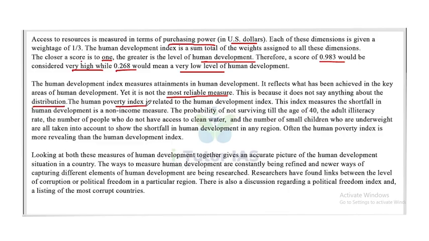The Human Poverty Index is related to the Human Development Index. This index measures the shortfall in human development and is a non-income measure. The probability of not surviving till the age of 40, the adult literacy rate, the number of people who do not have access to clean water, and the number of small children who are underweight are all taken into account to show the shortfall in human development in any region. Often, the Human Poverty Index is more revealing than the Human Development Index.